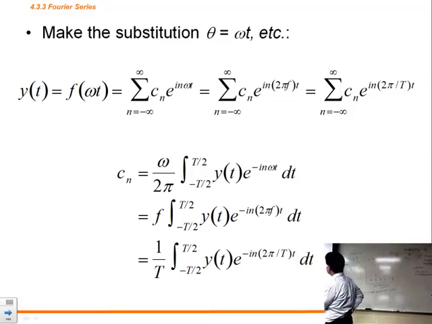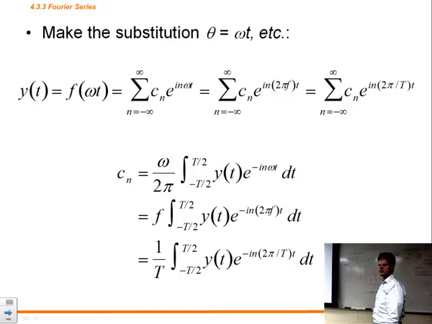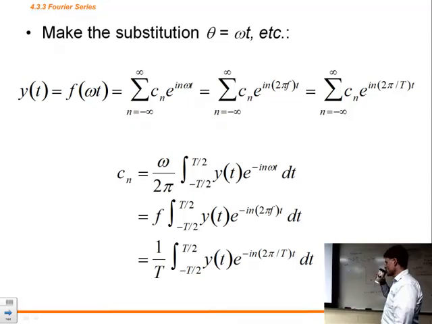You can express it in many different ways: in omega t, in 2 pi f t, or in 2 pi t over capital T. And then I've got similar ways of expressing the coefficients, which will be exactly the same as they were for f. And we won't do an example of this.